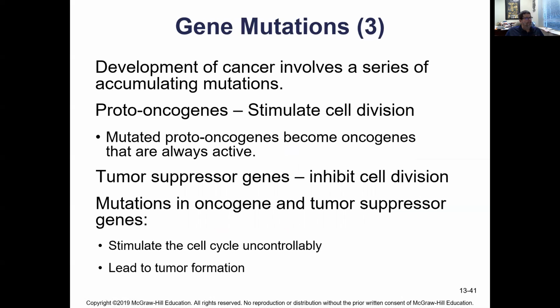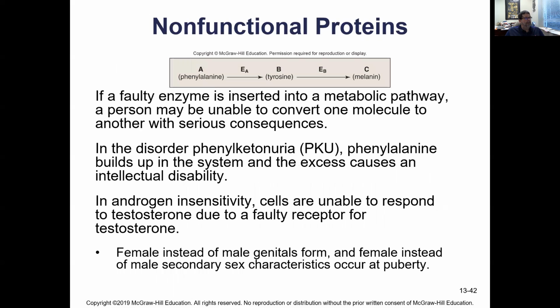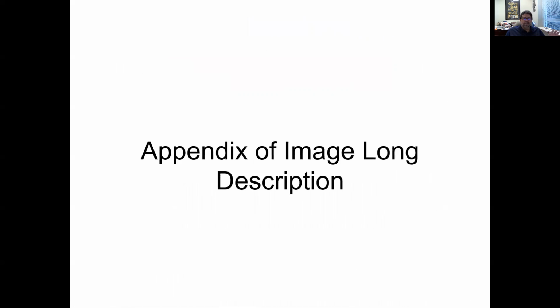Mutations can cause cancer. Okay, proto-oncogenes are genes that control cell division. If they mutate, then they become cancer. And in tumor suppressor genes, if these genes go out of whack, then you can lead to tumors and cancer. Nothing much there. And it just talks about non-functional proteins. Not my favorite chapter, but hey, this chapter is growing. It went in the book when I took this class a long time ago.